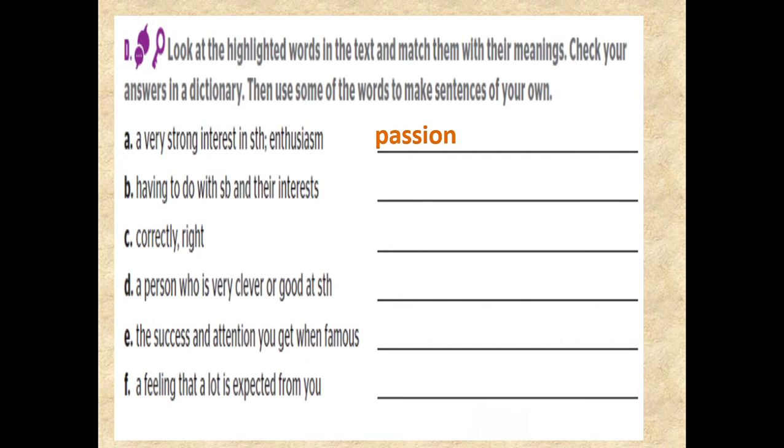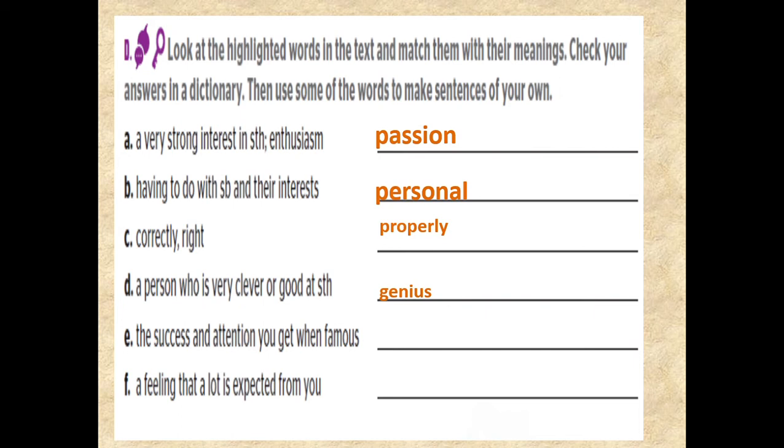B. Having to do with somebody and their interests. Personal. C. A word which means correctly or right. Yes, properly. A person who is very clever or good at something. Excellent. Genius.